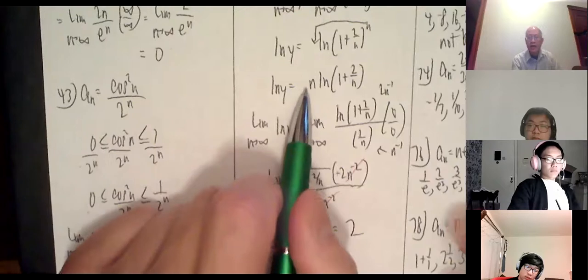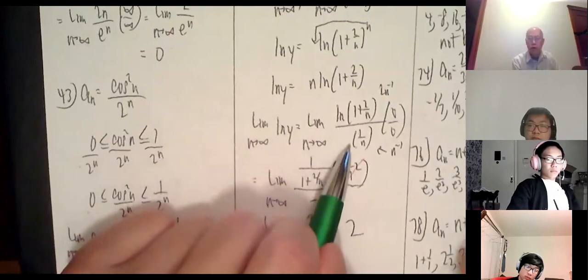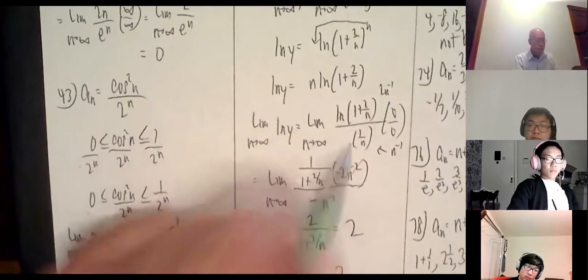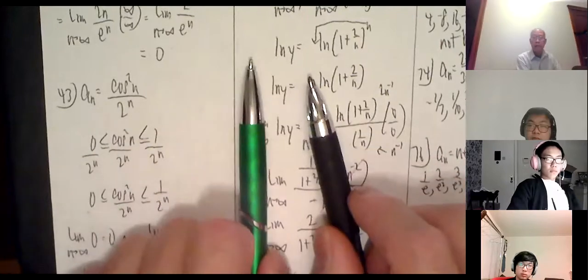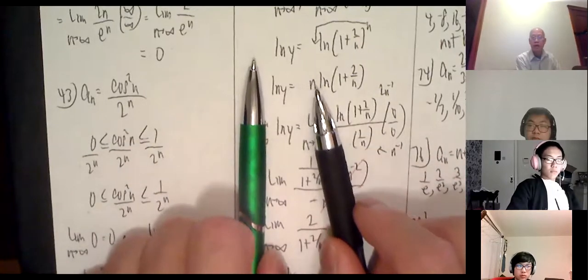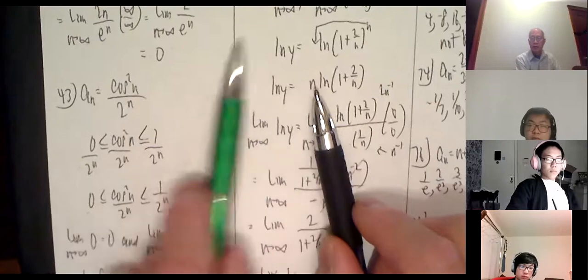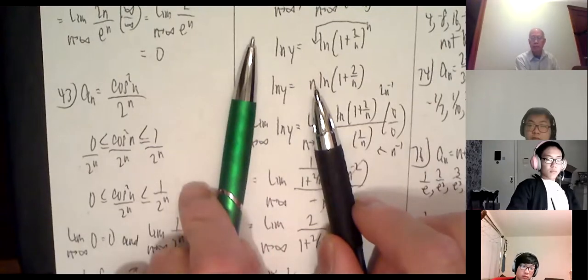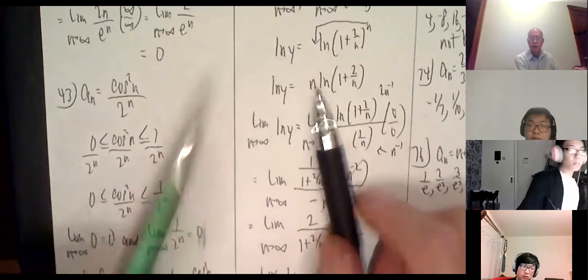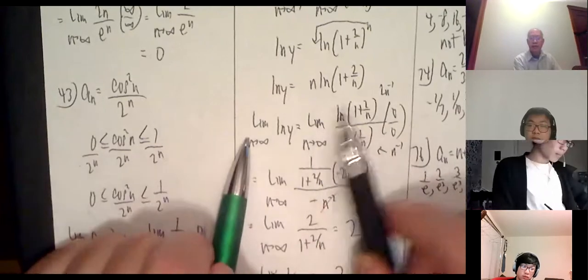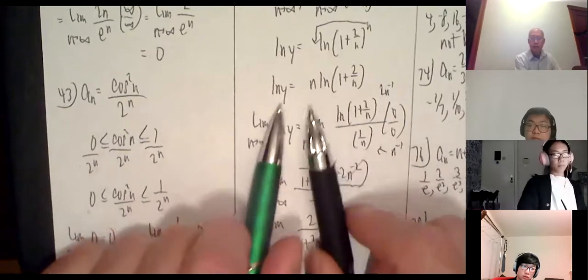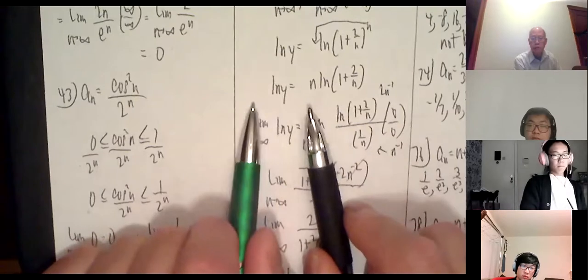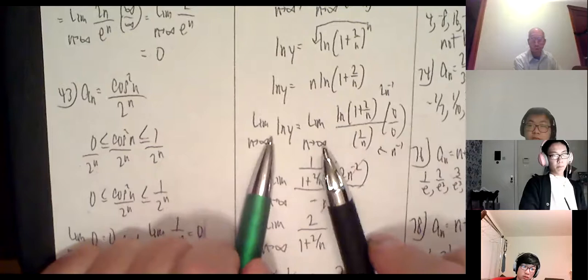Now I'm going to play the same trick as I did over here. Multiplying by n is dividing by 1 over n. So right now I have ln of y is n, there it is, divided by 1 over n on the bottom, and ln of 1 plus 2 over n. Then I take the limit as n approaches infinity of both sides. If two things are equal, the limit as n approaches infinity of both of them are equal.